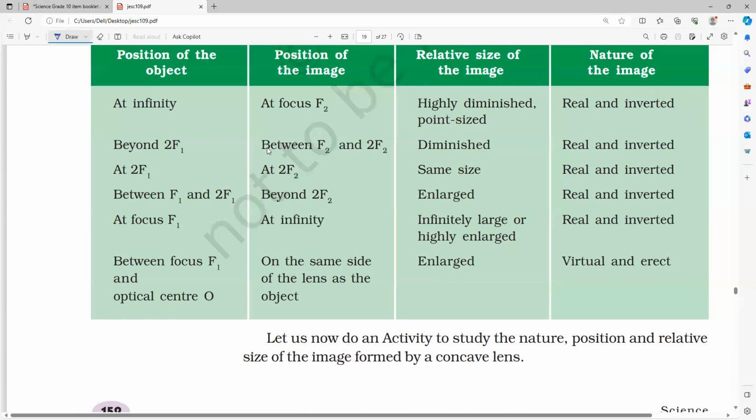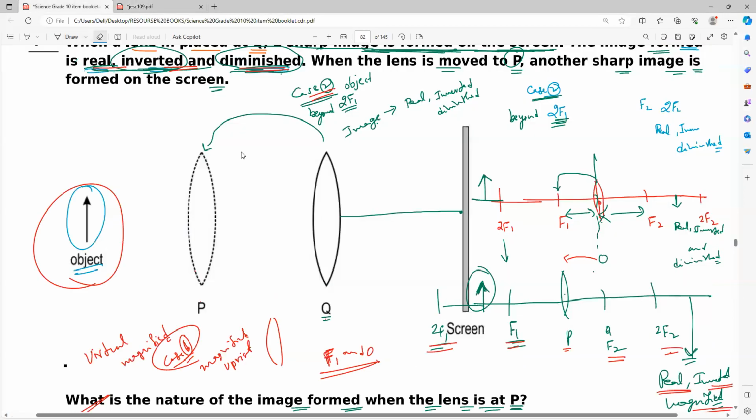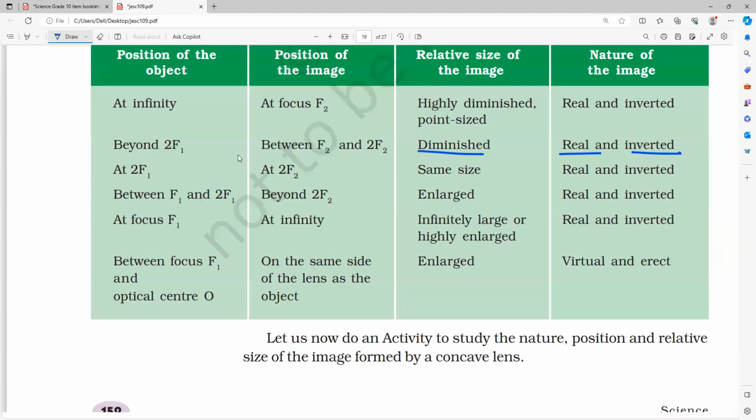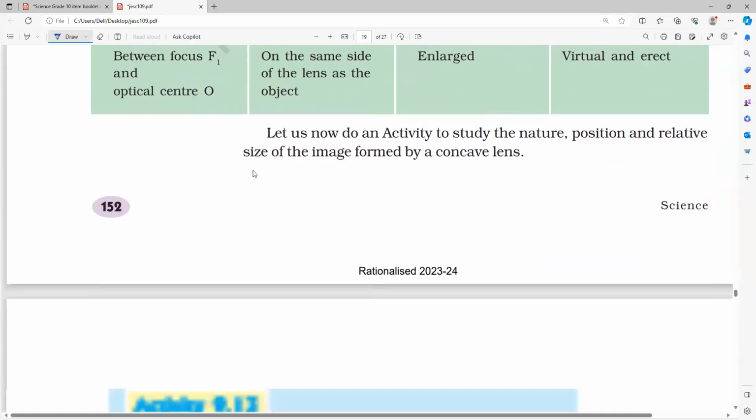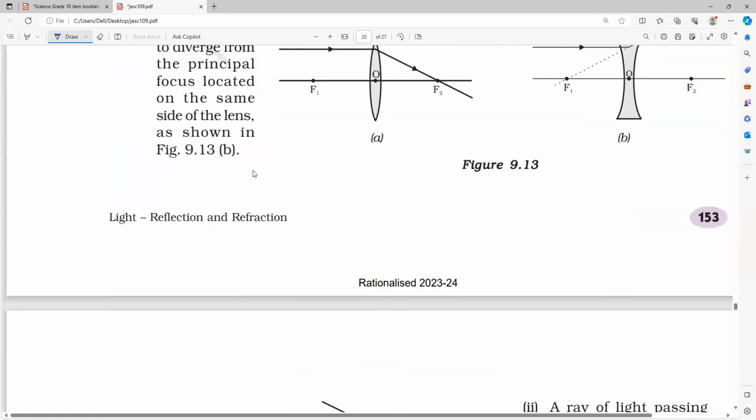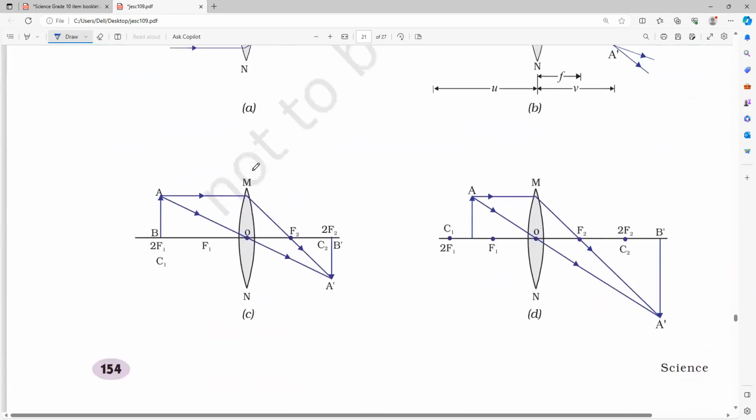Case number 2, see here. Diminished, real and inverted. So here also you see that. Real, inverted and diminished means the object is at where, everybody? Beyond 2F1. Do you understand? So that is what it is, and that is what you should understand.